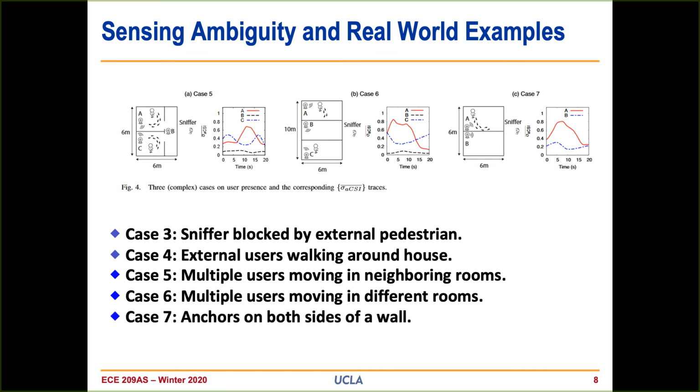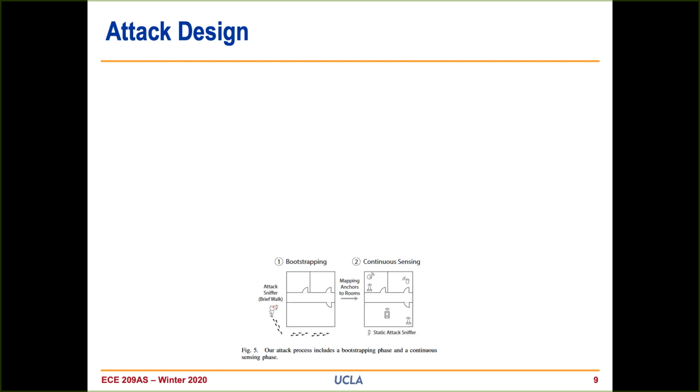And for case 7, if the anchors are placed too close to a wall and close to other anchors, then you may get false positives in the sense that both A and B are detecting movement, even though there's only someone in room A.